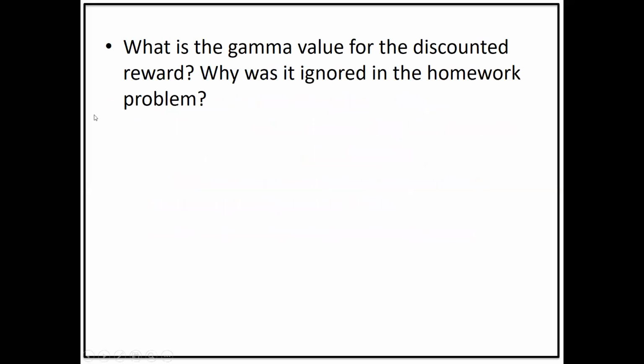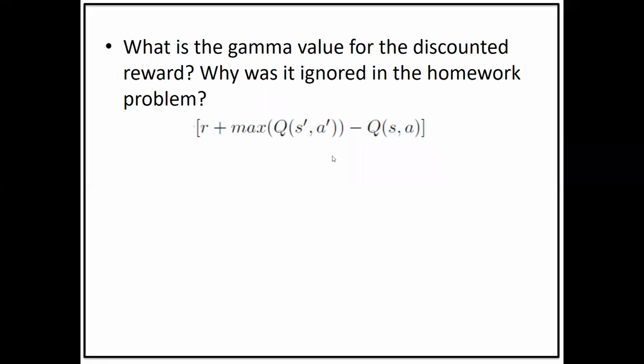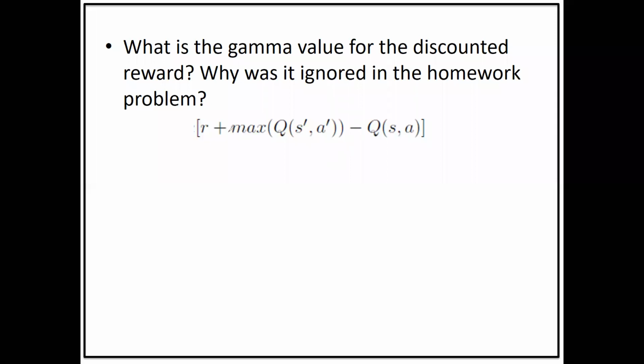The next question is, what is the gamma value for the discounted reward, and why was it ignored in the homework problem? So if we look at the equation, I put in the wrong equation here. The gamma value should go here. So the gamma value is supposed to be here, and here's the alpha value. For now, let's not consider the alpha value, but the gamma value is supposed to weight the max of the Q value of the next state action pair, right?